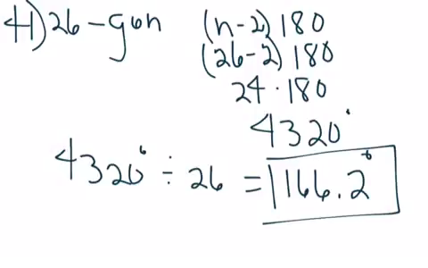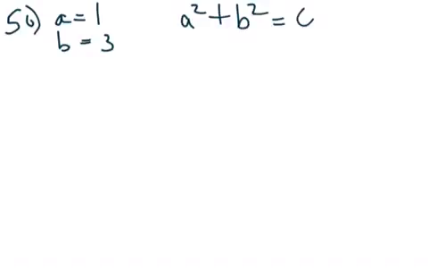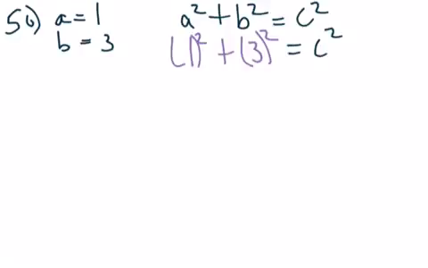Okay, let's go on to the next page and look at number 50, which says A is 1 and B is 3. We're still using the Pythagorean theorem, a squared plus b squared equals c squared. And we're plugging in the letters they give us. So we have 1 squared plus 3 squared equals c squared. 1 squared is 1 plus 3 squared is 9 equals c squared.